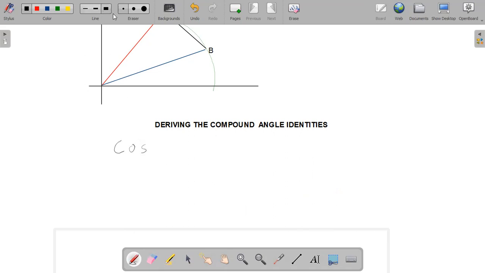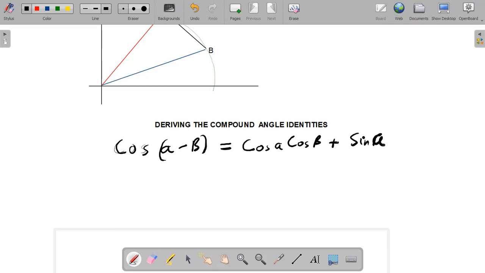So we want to learn the one for cos alpha minus beta is equal to cos alpha cos beta plus sine alpha sine beta. So this is the compound angle identity that we want to learn how to derive.